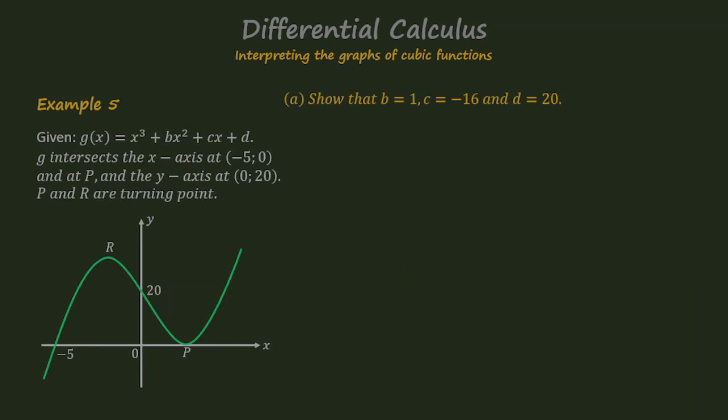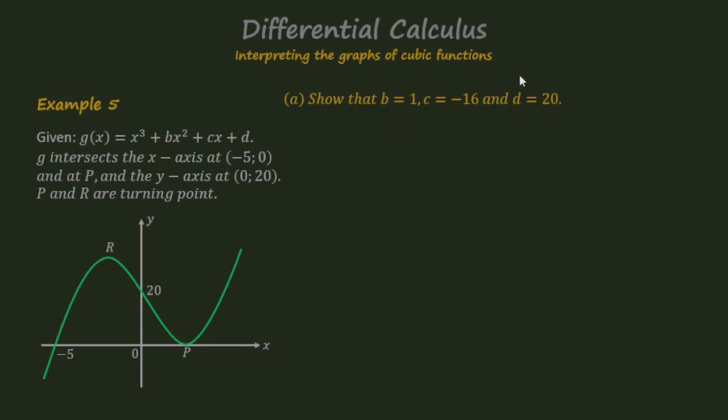Here we are given yet another function in which we are required to find the values of b, c, and d. We are told that (-5, 0) is the x-intercept, and (0, 20) is the y-intercept. P and R are the turning points. We are required to show that b is 1, c is -16, and d is 20.